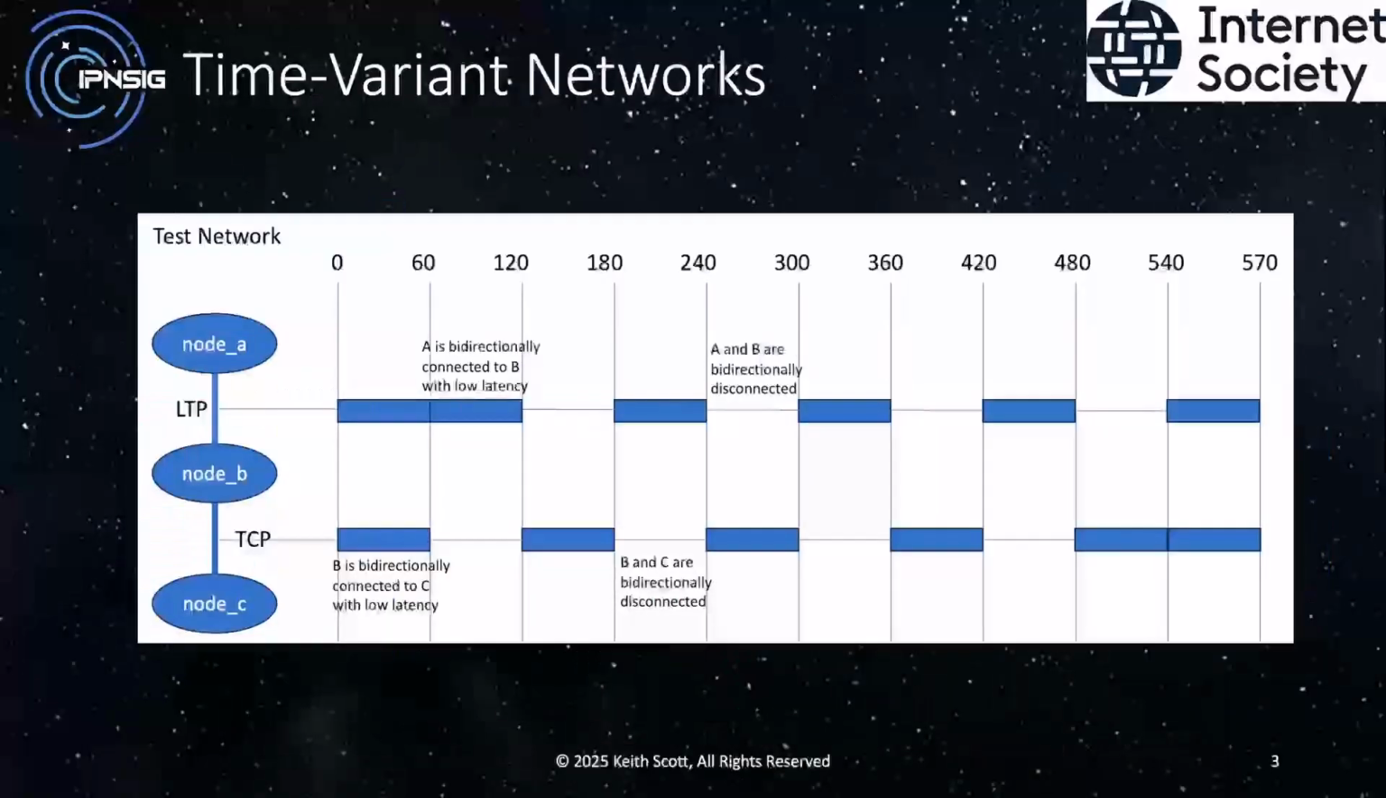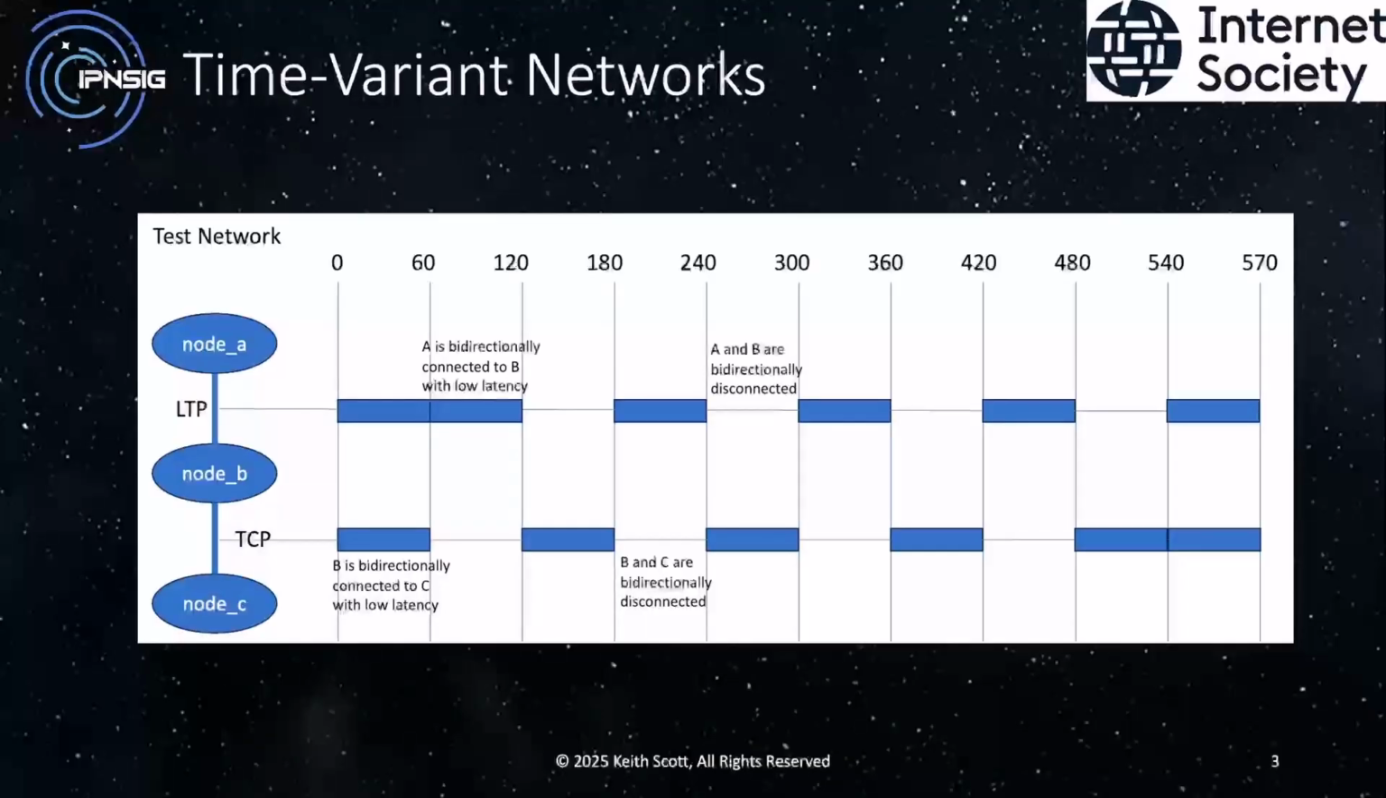So what do we mean by time variant connectivity in a network? This slide is showing a network of 3 nodes, A, B, and C, over at the left, with some connectivity between them. And then off to the right is essentially a timeline showing what that connectivity looks like as a function of time. If you follow the top timeline, the connectivity between nodes A and B, between 0 and 120 seconds, they're bidirectionally connected with low latency. Then they're disconnected between 120 and 180 seconds, bidirectionally connected again with low latency between 180 and 240, and so on.